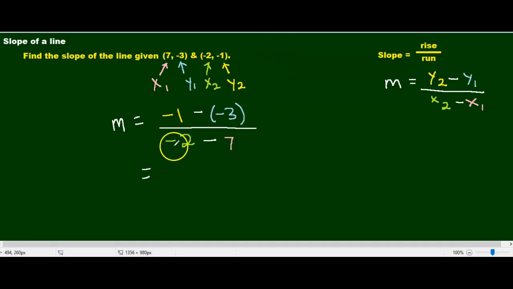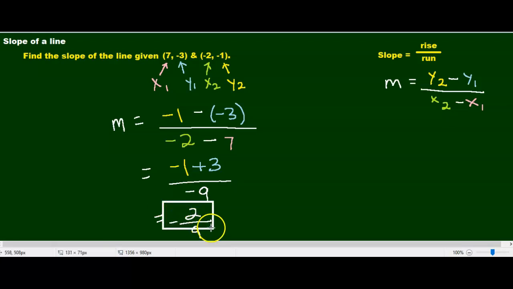So I have negative 1. Now, negative times a negative is a double negative, so that gives us a positive 3 over negative 2 minus 7, which gives me a negative 9. That gives me negative 1 plus 3, which is 2, over negative 9. So our slope in this case is negative 2/9.